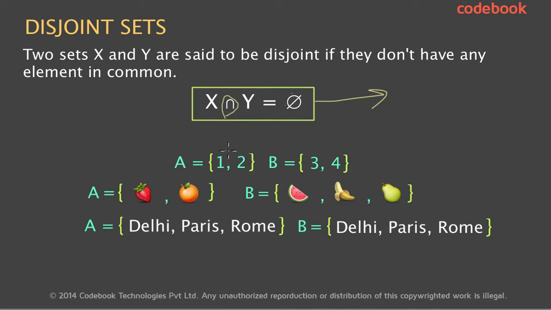So let's look at an example here. A equal to {1, 2} and B equal to {3, 4}. There is no element which is common to both the sets. So A and B are disjoint sets. Similarly, over here we have strawberry and orange in set A, and in set B we have watermelon, banana and pear. So no elements in common. So A and B are disjoint sets. Lastly, we have {Delhi, Paris, Rome} and {Delhi, Paris, Rome}. These are equal sets, so they have all the elements in common. So these two are not disjoint sets. They are equal sets.